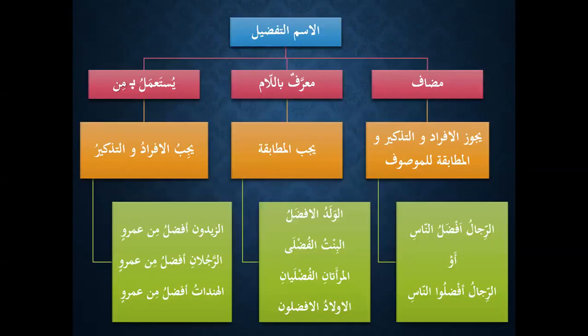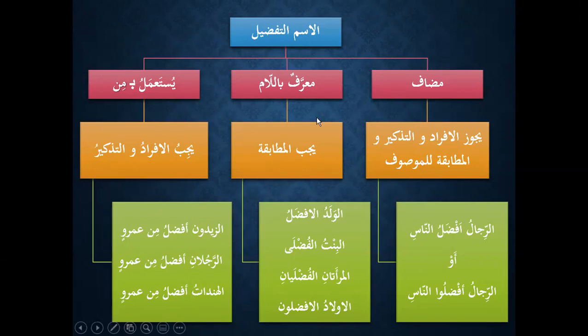So ismul tafdeel, a summary of that. You either have with min, where you have to make it singular and muzakkar. Az-zayduna afdalu min amr. So many zayds are better than amr. Ar-rajulan, two men are better than amr. All the women, Hind, all the women named Hind, they are better than amr. So if you make it like this with min, then you have to make it singular masculine, whether this is singular, plural, or tathniya dual, or feminine plural.